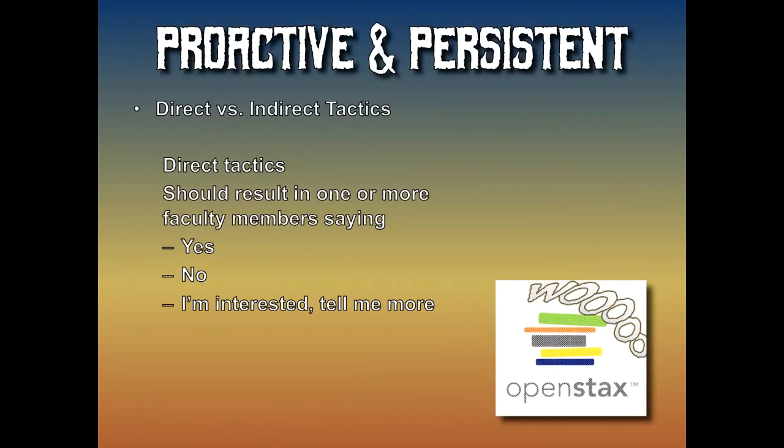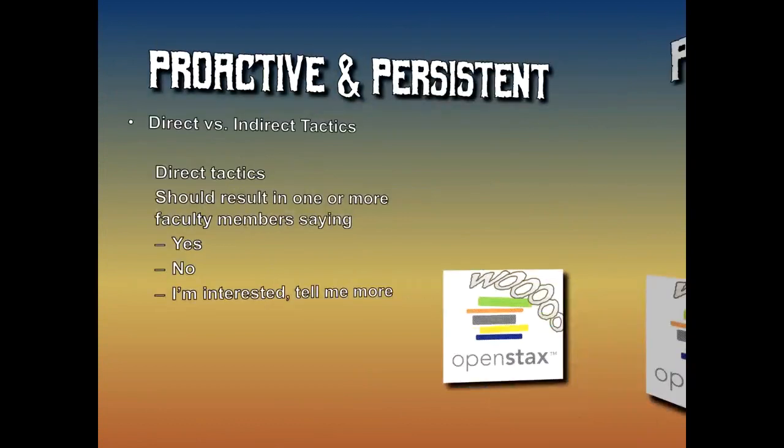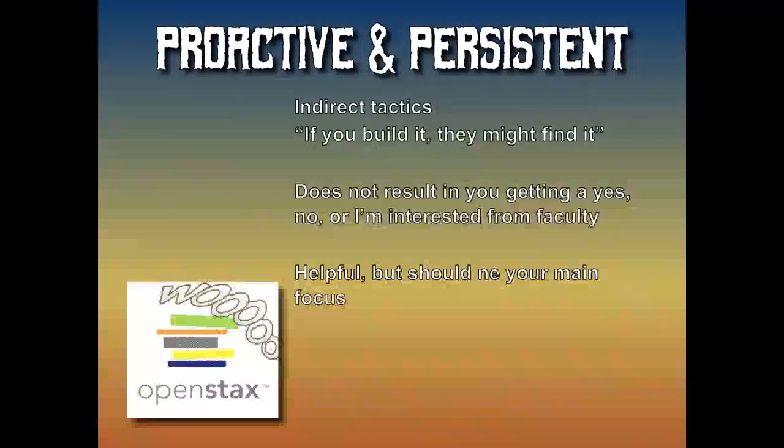And then compare that, next slide, with the indirect tactics. And so indirect tactics are things that I nickname, if you build it, they might find it. So these are things like OER committee meetings, having OER on library course reserves, an OER website or LibGuide, a display of OER books, things like that. And those are helpful, but they shouldn't be your main focus because they're not things where you are directly asking faculty to consider it, and they are directly telling you yes or no, I won't do that, or I will do that, or I need more information. Next slide.